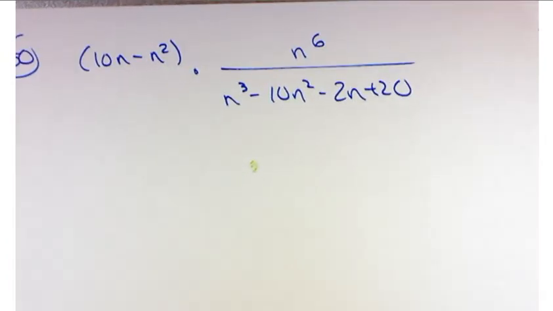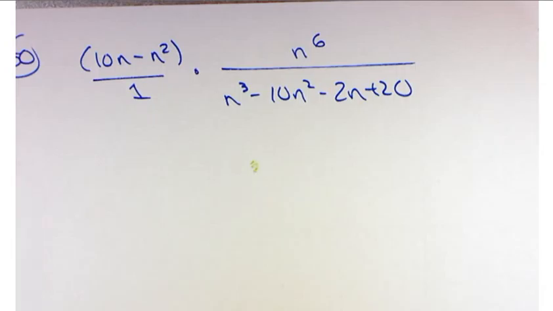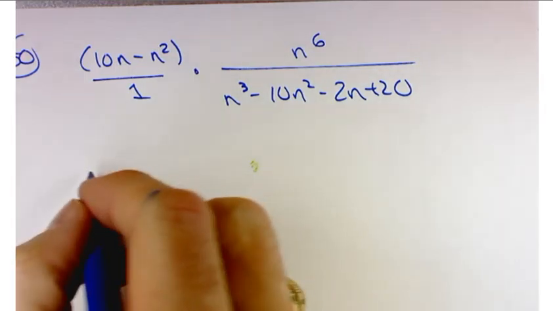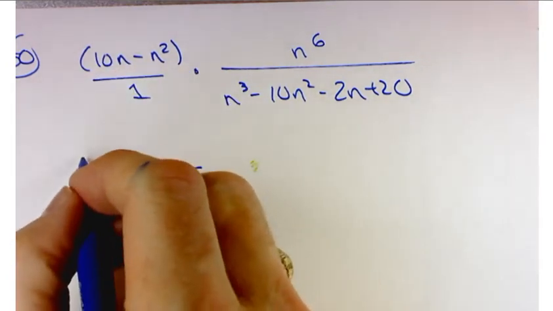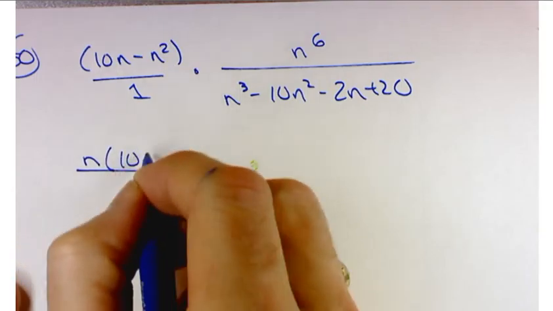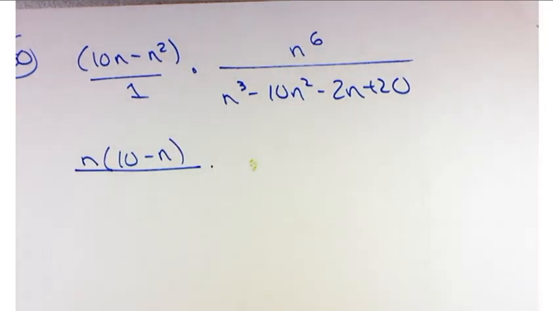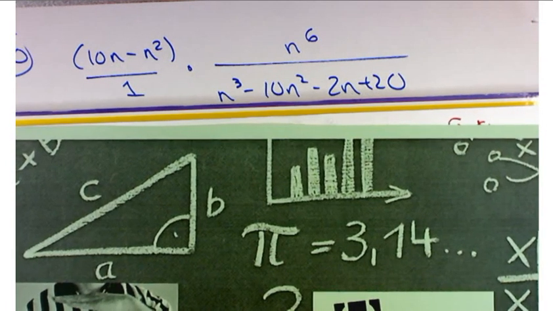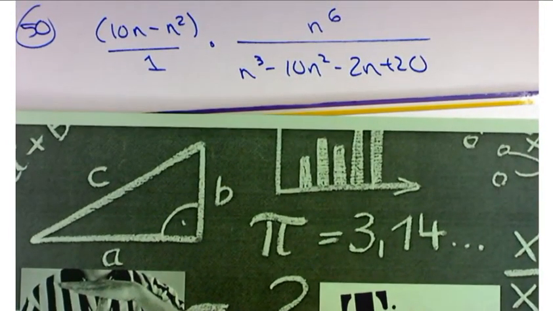So what I would suggest is that you regard this as being over 1. The book's not going to write it like that, but it helps keep things lined up. And then we need to factor things. So start with the numerator. How's that going to factor? N times 10 minus n. Now for the denominator, a little bit more work there. So I'll let you work on that one. And if you're at home, there you go. A little TV timeout, right? All right, so let me zoom out a little bit in case you haven't got the problem down. And I'll walk around and try and help out.